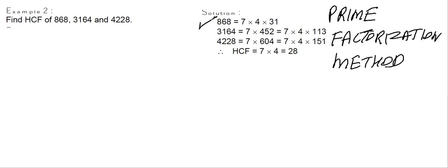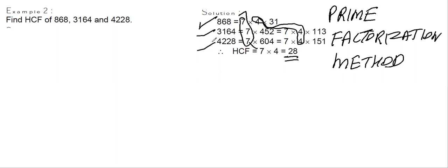Whatever is common in all the three, we will write here, and then we will multiply and we will get the HCF. But since these numbers are very large, we will avoid the prime factorization method. Instead, we will prefer another method, and that is called the division method.